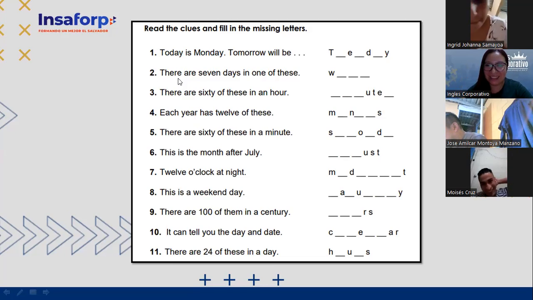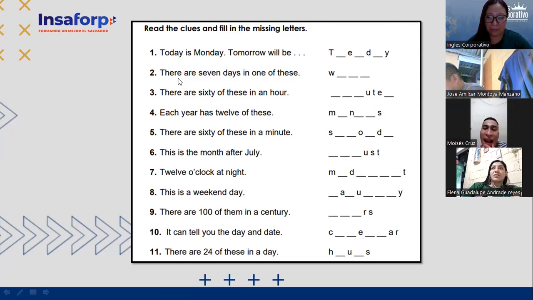Number 10, please. It can tell you day and date. C A L E N D A R. ¿Cuál es la palabra? Calendar. Correct. Very good. It can tell you the day and the date. We call it a calendar, right? And the last one, there are 24 of these in a day. Hours, right? H-O-U-R-S. Hours. There are 24 of them in one day.